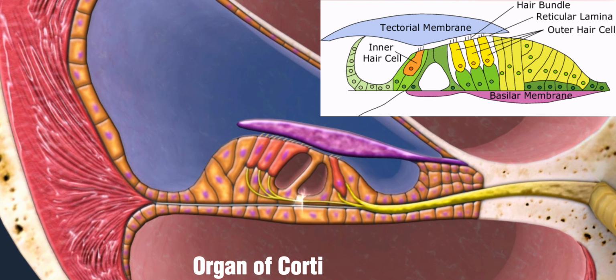Outer hair cells. These cells are located in three rows along the length of the organ of Corti. They are responsible for amplifying sound waves and enhancing the sensitivity of the inner hair cells.